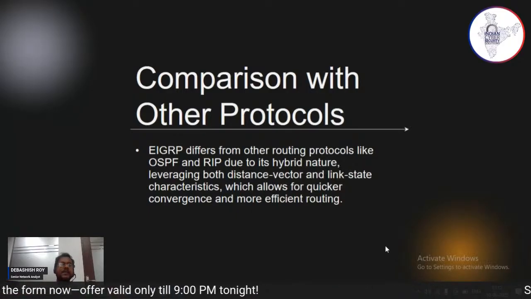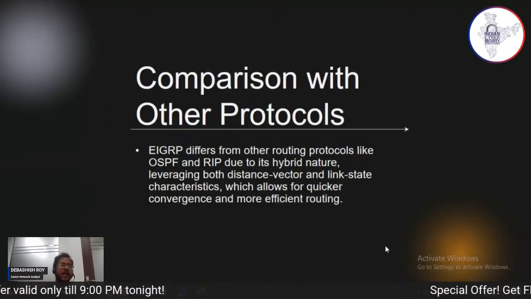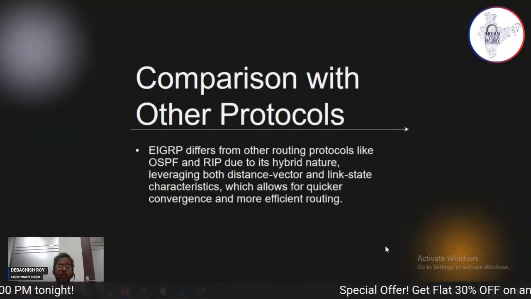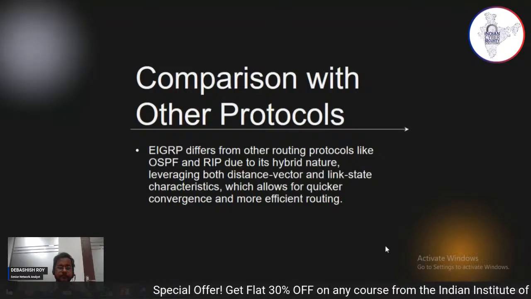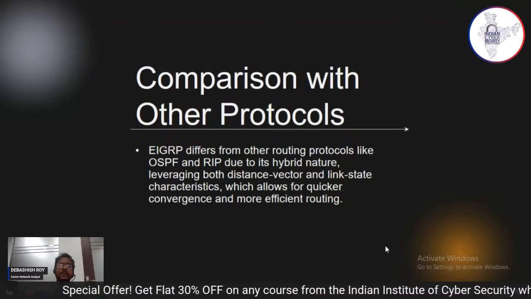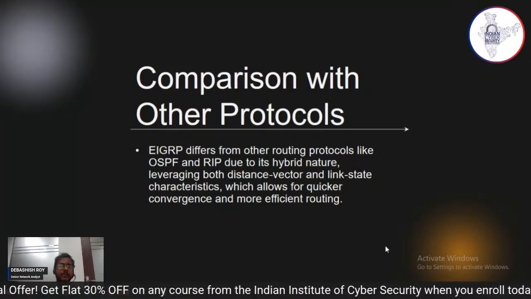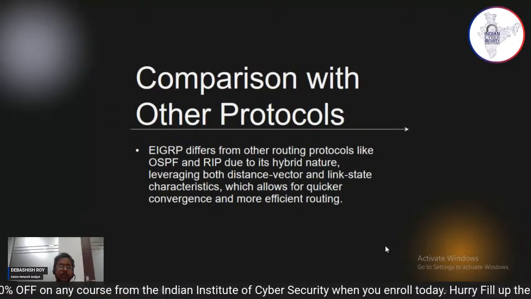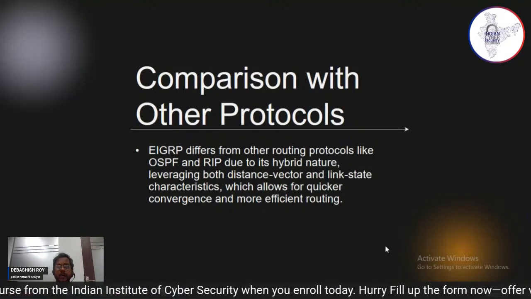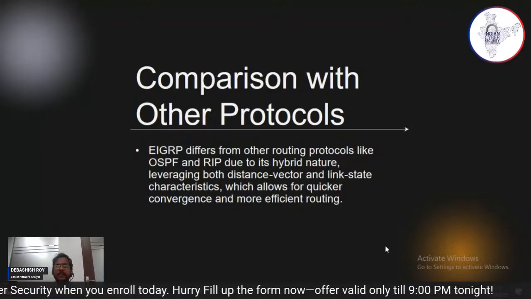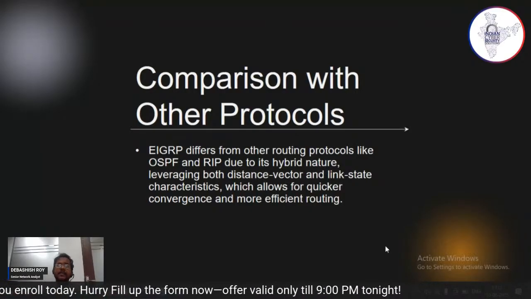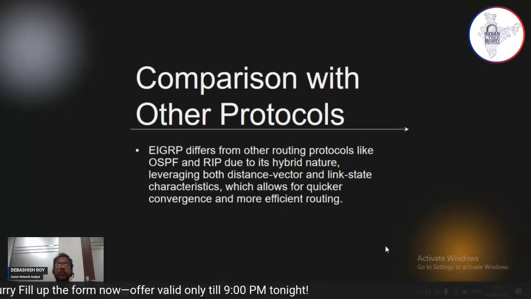Like link state, it maintains three tables: the topology table, the neighbor table and the routing table. And like the distance vector routing protocol, it shares the updates with the neighbor routers. So it does not have the complete picture of the other routers' updates. So it is like distance vector, and also it maintains the databases separately, which is like link state. So it has the features of both routing protocols.